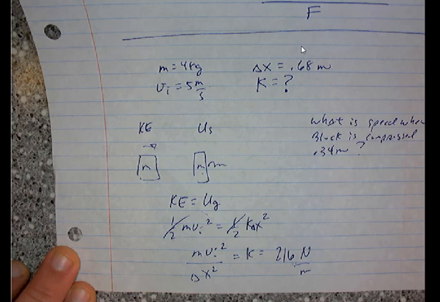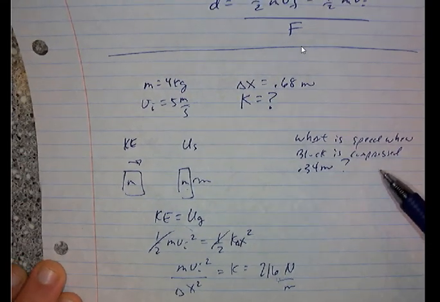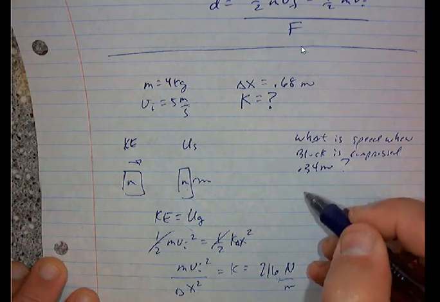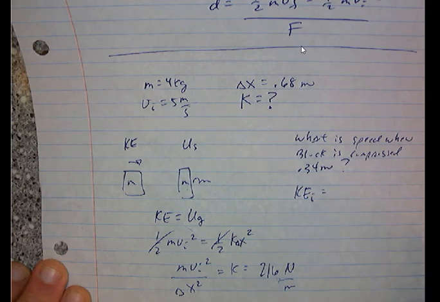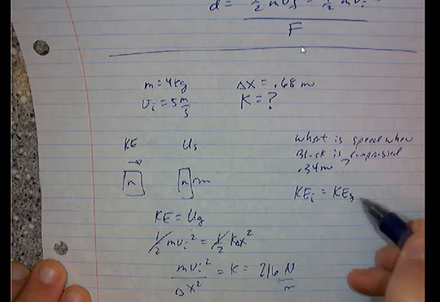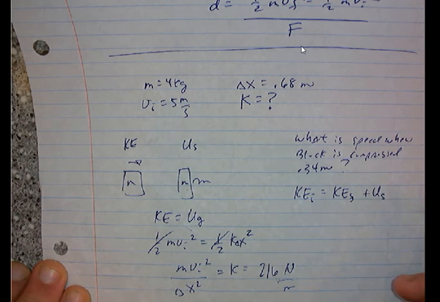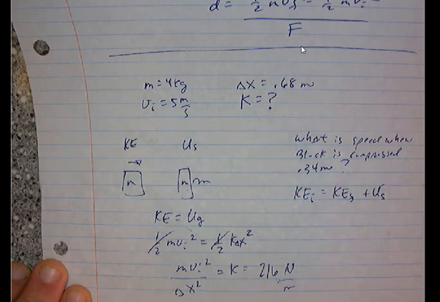Now for this particular problem, now that we have the spring constant, we can go back to the actual situation that they're talking about. What is the speed when the block is compressed by 0.34 meters? Okay, so in that problem, we have an initial amount of kinetic energy. That's before the collision. Afterwards, it's still moving because it's only compressed half as much. So we've got the final kinetic energy plus some different amount of spring potential energy. I'll just call it spring potential energy prime or something.